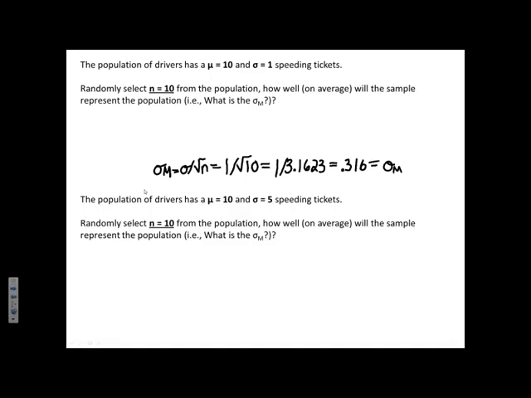So on average, we would expect that the mean number of speeding tickets from this sample of 10 would be off by about 0.316 points, or tickets away, from this mean of 10. So, with a sample of 10 drivers and a standard deviation of 1, our estimate of the population average of speeding tickets would be off on average by plus or minus 0.316 points. So we could overestimate it on average up to 10.316 or down to 9.684. So in other words, 10 plus 0.316 or 10 minus 0.316.